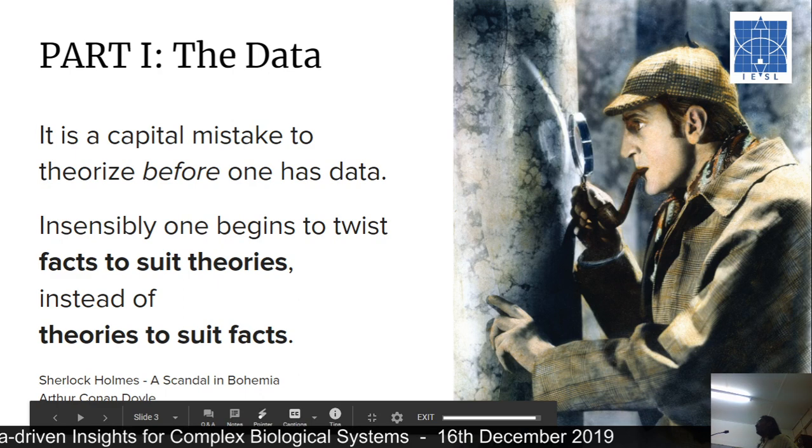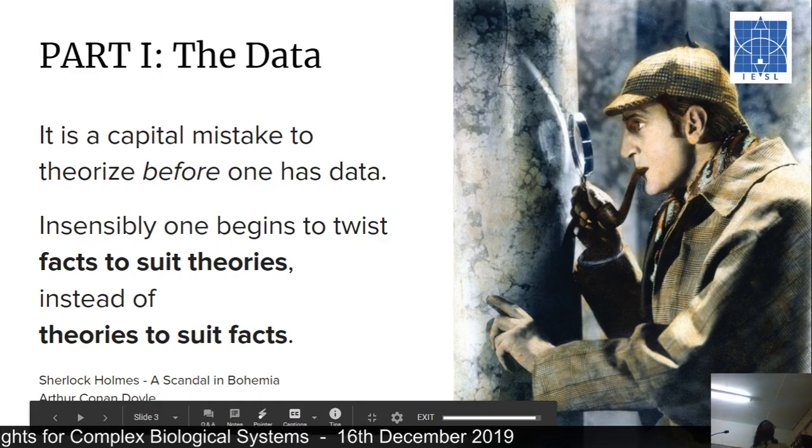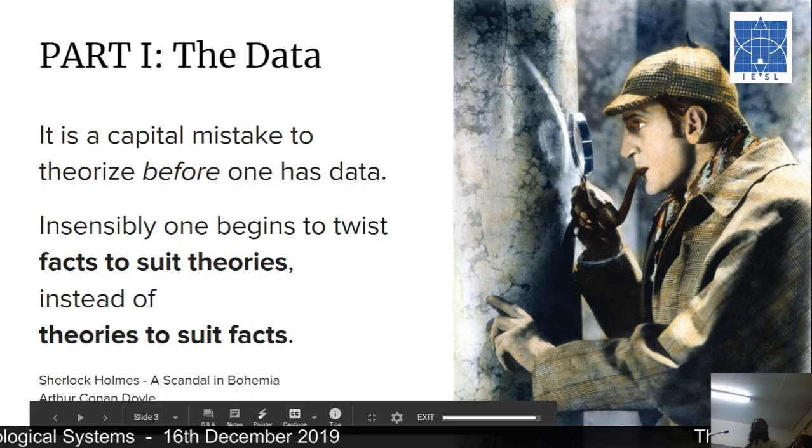Before we go into the biology, I would like to talk a little bit about data. I'm sure most of you know about Sherlock Holmes, and he apparently said that it's a capital mistake to theorize before one has data. If we theorize before we have data, we will twist the facts to suit our theories. But what we should be doing is gaining the facts first, and making theories in accordance with the facts. That, I believe, is what data science is about. It's about getting the facts first and then theorizing something.